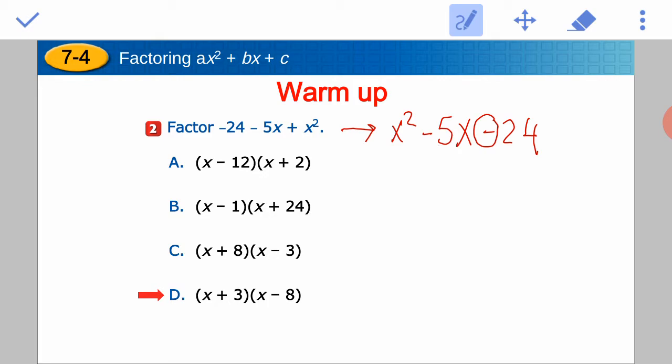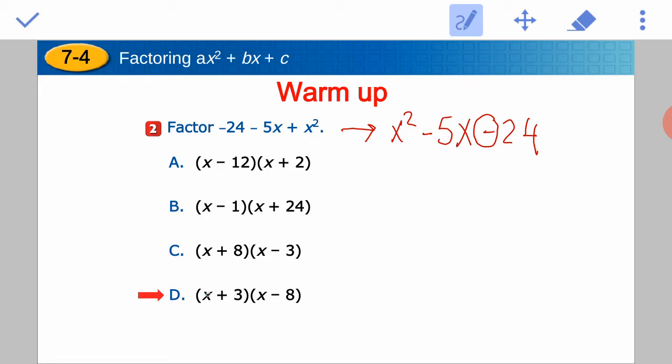Why the difference this time, not the sum? Because the two signs are different. So we're looking for a pair of factors whose product is equal to 24 and the difference between them is negative 5. This is exactly 8 times 3.